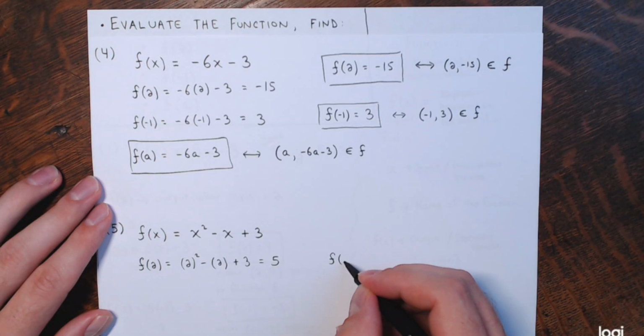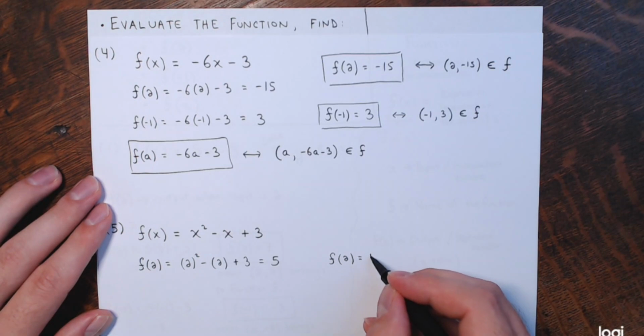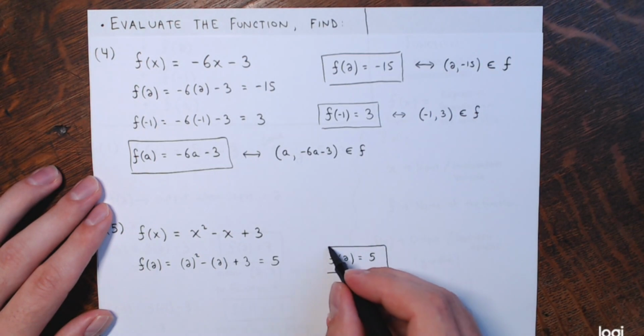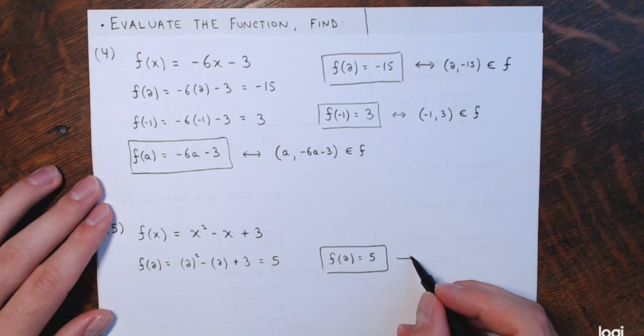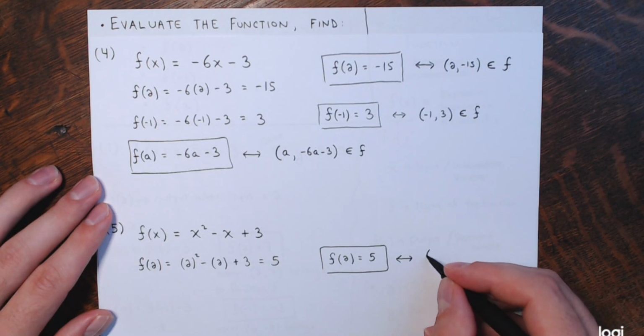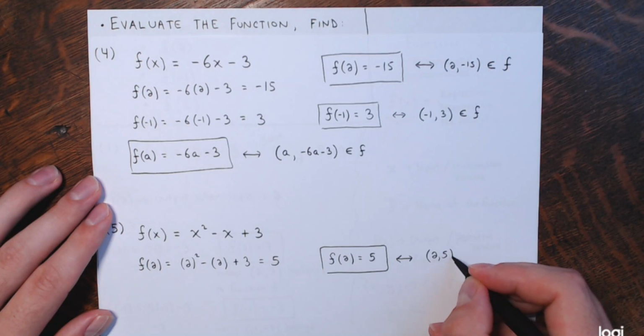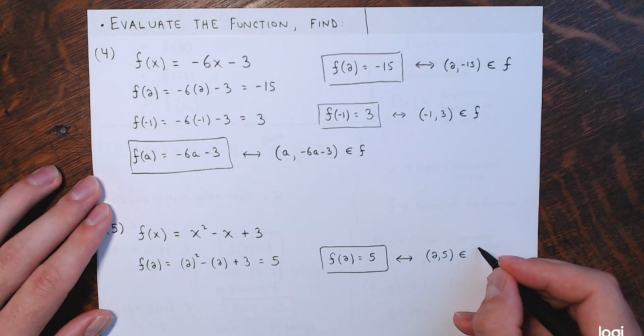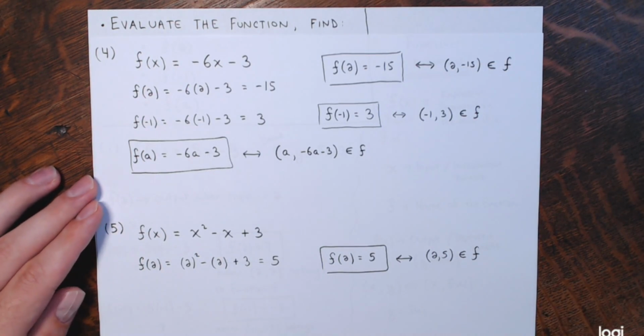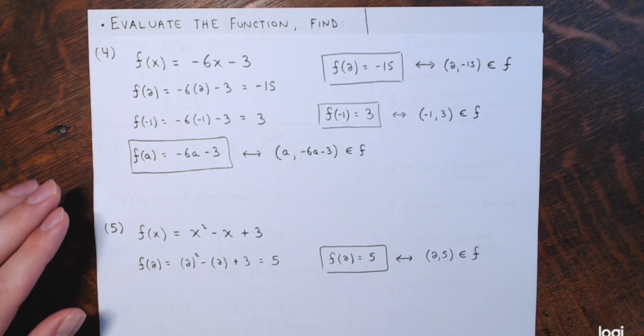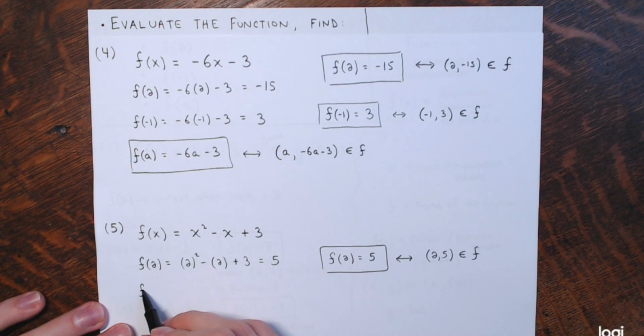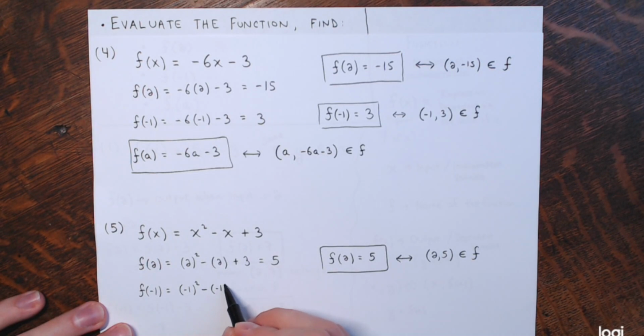So the value of f at 2 is 5. Again, something that's equivalent to this is to say that the ordered pair 2 comma 5 belongs to this function, which is called little f. All right, then the value of f at negative 1, and replacing x with negative 1, negative 1 squared instead of x squared, minus negative 1 instead of x, and then plus 3.